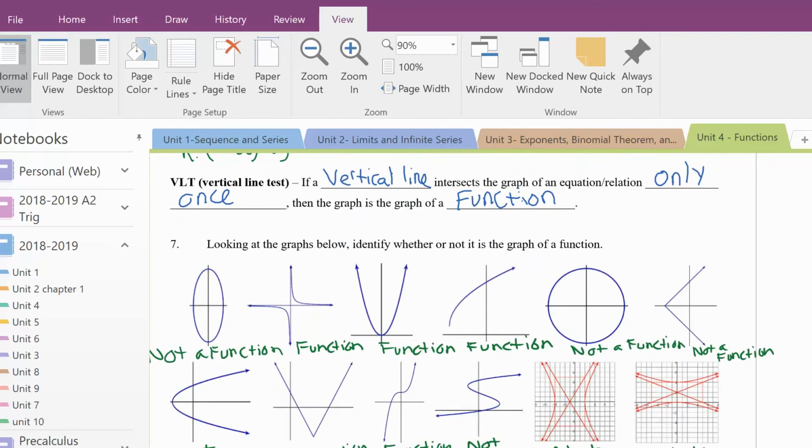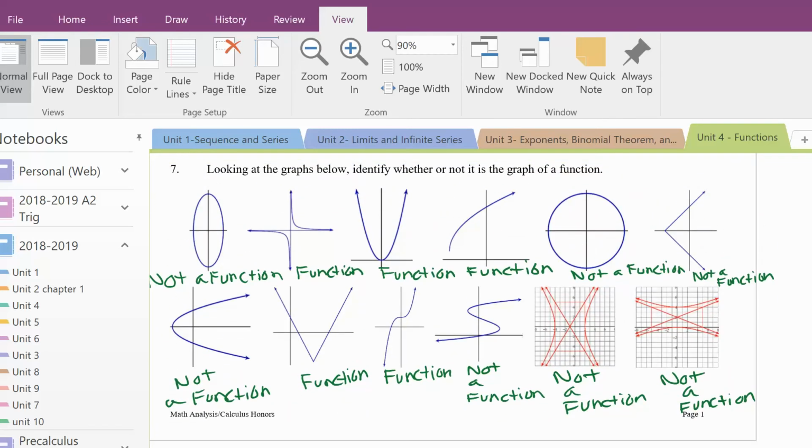The next part talks about the vertical line test. If a vertical line intersects the graph of an equation only once, then the graph is a function. So that's how you determine if the graphs are functions or not a function. So here are some examples. I'm not going to go through every one, but notice a circle is not a function because a vertical line goes through twice. Actually, this is an ellipse. Here's a circle.